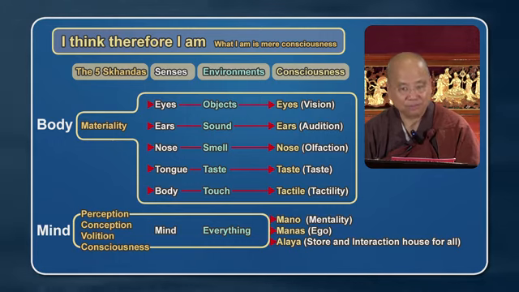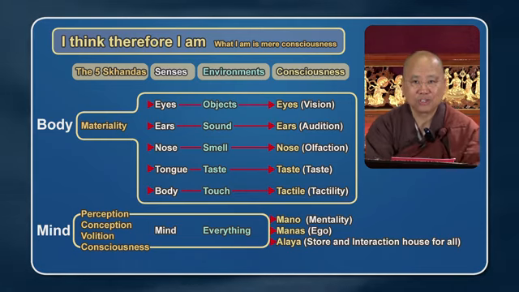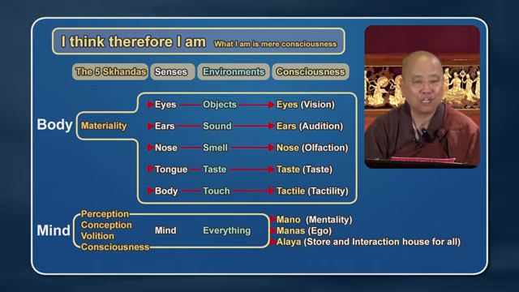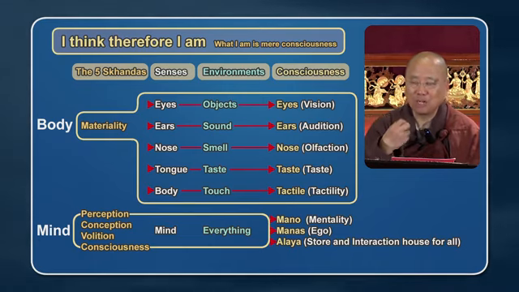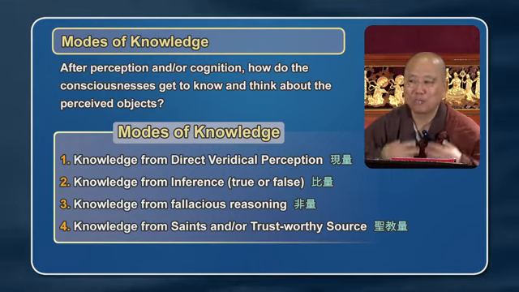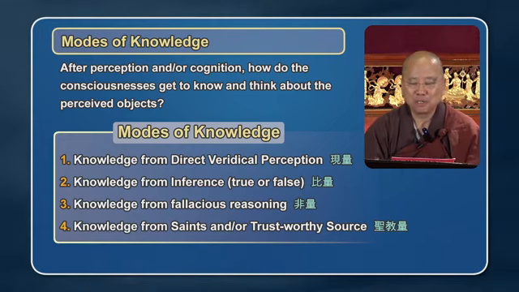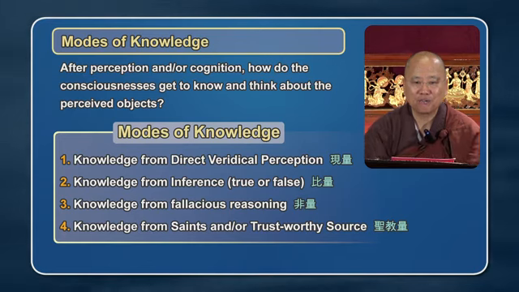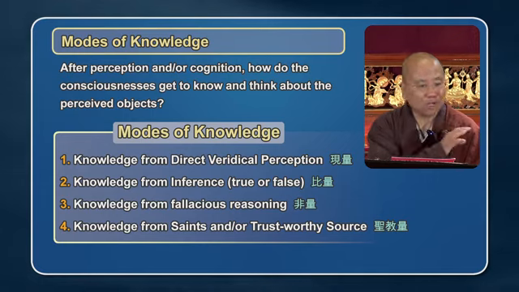And the consciousnesses perceive the objects. In the process of perceiving the objects, how do the consciousnesses get to know, reason, and evaluate the perceived objects? That's the second topic that we talk about. How do we evaluate? How do we know? This is the second topic we have to do. The modes of knowledge: how you know, how you believe in something. If somebody says, oh, I must believe in things that I can scientifically prove, that's not how human beings believe.